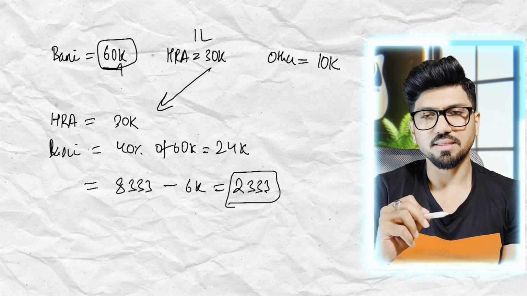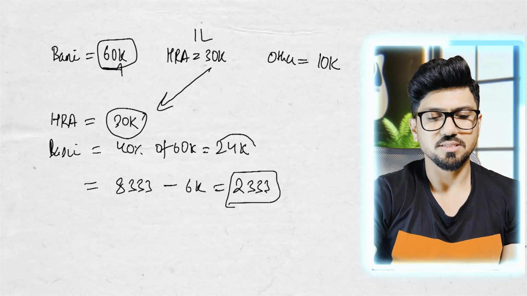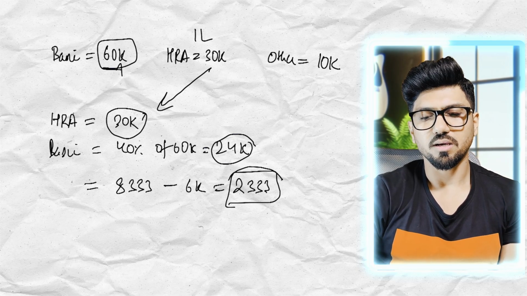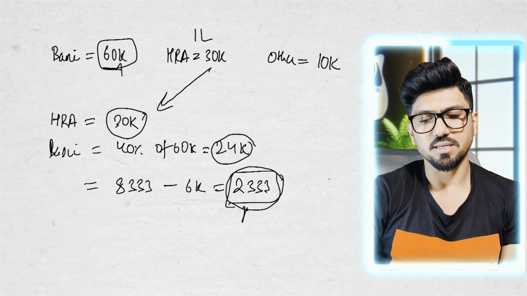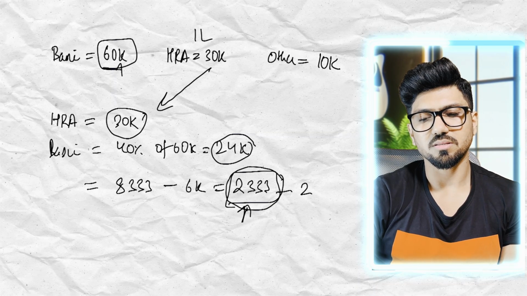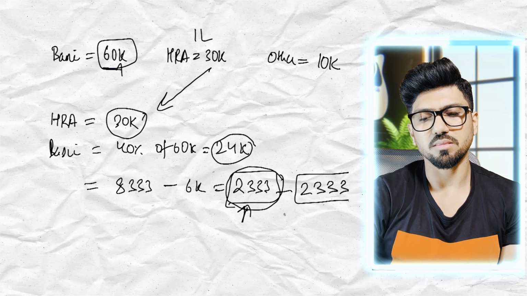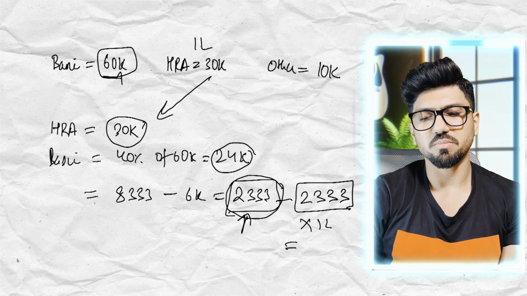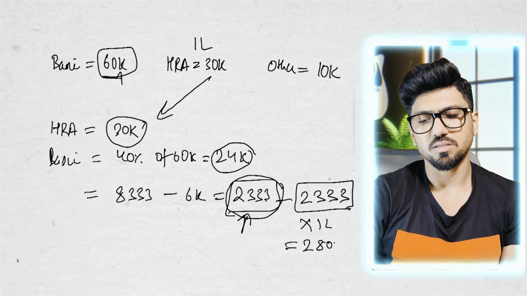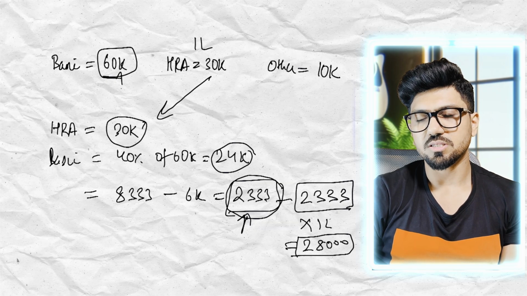And as I said, you get the lowest of these 3. So this is 30k, this is 24k, and this is 2,333. So this is the lowest, and hence you will get 2,333 per month. And if you multiply it by 12, which is annually, it comes out to be approximately 28,000. So you have lost a lot of money here because you're paying a lot more taxes than you should have been. Let me tell you what you should do instead of claiming this 8,333.